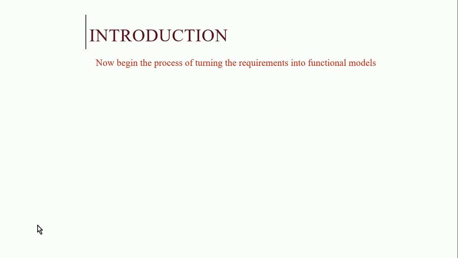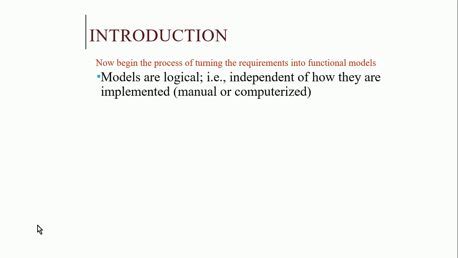So first, we're going to begin the process of use case diagramming, and we're going to begin the process of turning our requirements into our functional models. So what exactly is a functional model? The functional model is a model that shows us the functions that our system has to do, right? The things that our system has to be able to do in order to work. That's our functional model. So that's why we call use case diagramming a functional model.